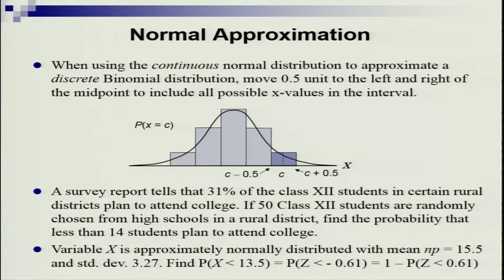So, when we are using continuous normal distribution as an approximation to a discrete binomial distribution, we have to move 0.5 unit to the left and right of the midpoint to include all possible x values in the interval. So, that is basically the statement of the continuity correction. Let us look at the diagram below, and then probably this idea of continuity correction will get clear to you.